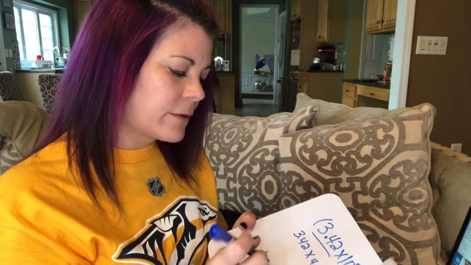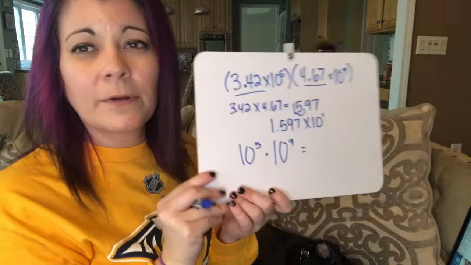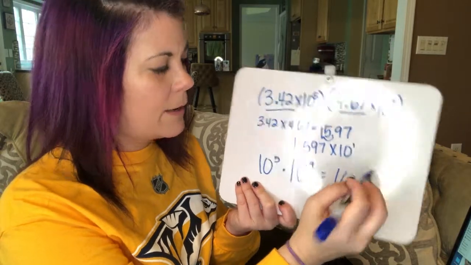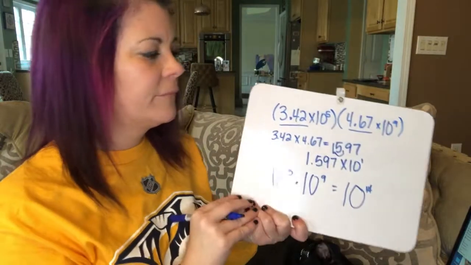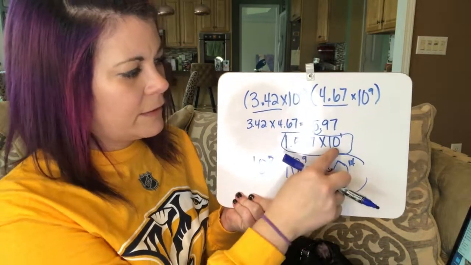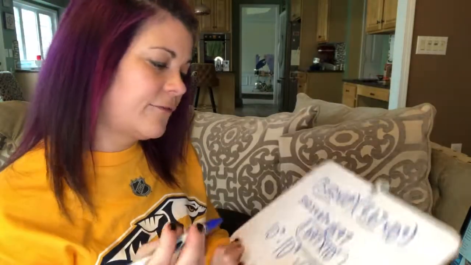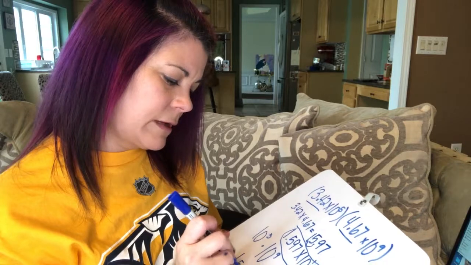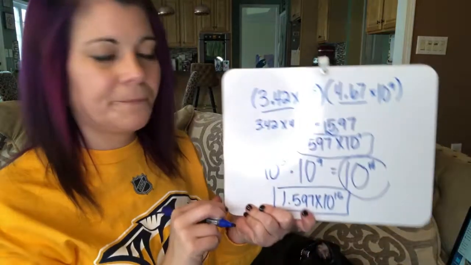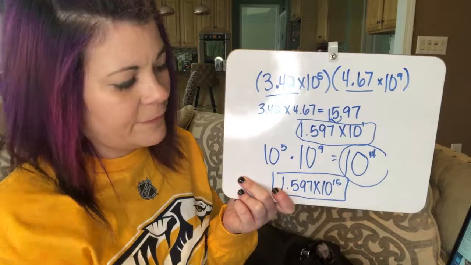So now I've put it in scientific notation, so now I can deal with the powers of 10. 10 to the 5th times 10 to the 9th, and your exponent property rule says we add the exponents. So that means 10 to the 14th. Now I take this 10 to the 14th and I combine it with this. This is already 10 to the 1st, and we know we're multiplying, so 10 to the 1st plus 14 is 15. So 1.597 times 10 to the 15th is our final answer, because we added 14 plus 1 and got 15.